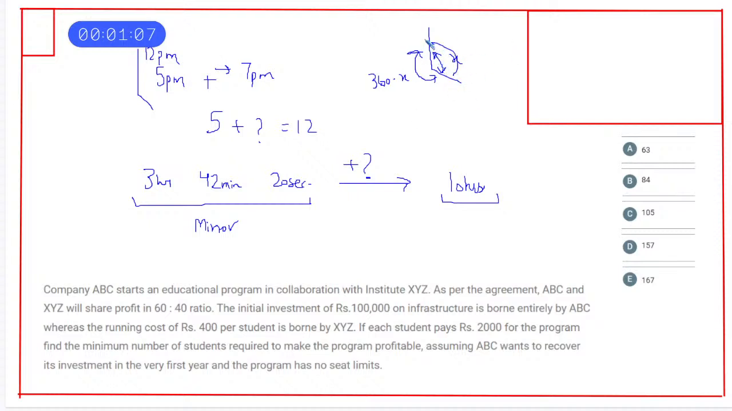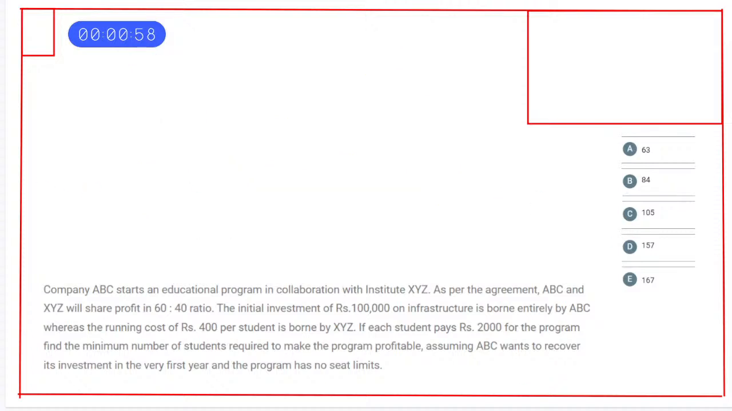So this is 5 hours, this is 7 hours. This is how you are balancing. Fine. Okay, try this question.